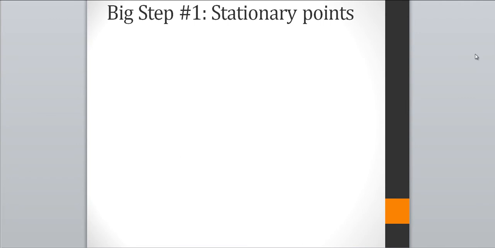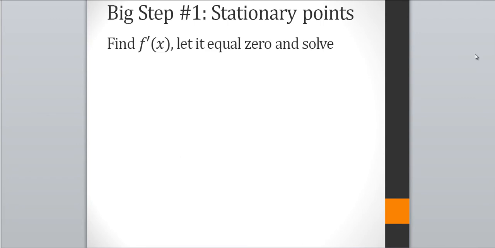So the first big step, to find the stationary points, what we do here is we find f dash of x. What does that mean? Well, we know f of x, so to find f dash of x, differentiate it. Find f dash of x, let it equal 0, and solve that equation. So we will have f dash of x equals something, you work that out and put it in there, and say straight after equals 0. And solve that there.